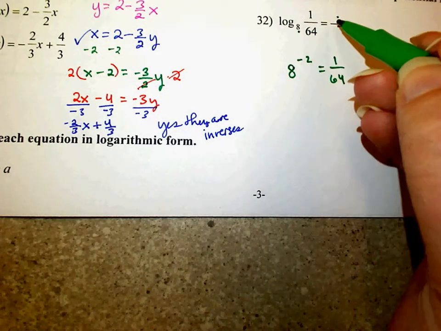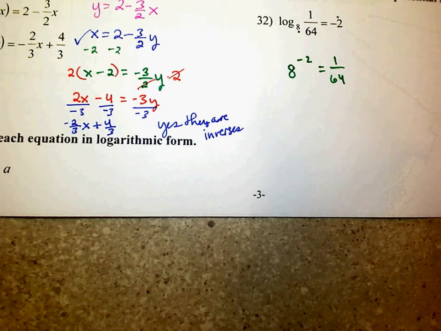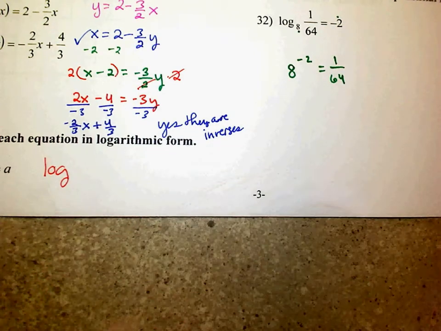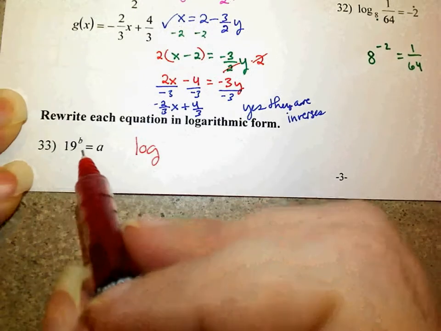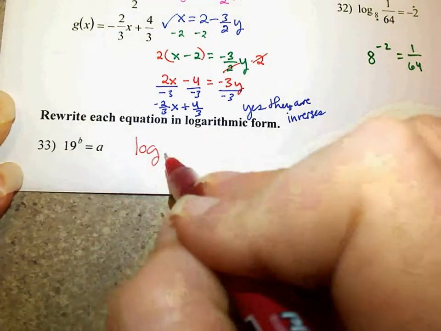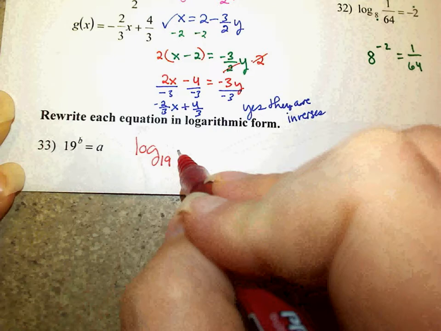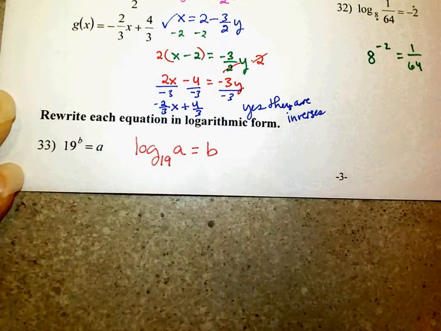For 19, the base of the exponent is the base of the log. It can't be b, so it's got to be a equals b. Okay, so it's just a matter of going back and forth between log and exponential form.